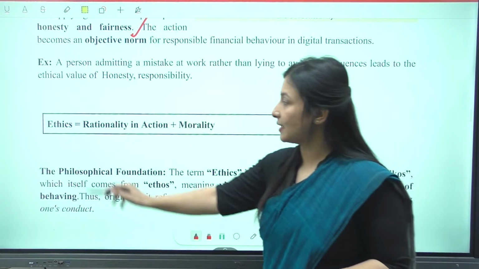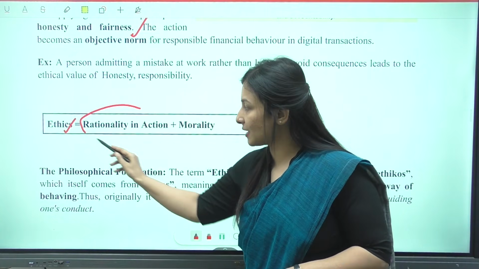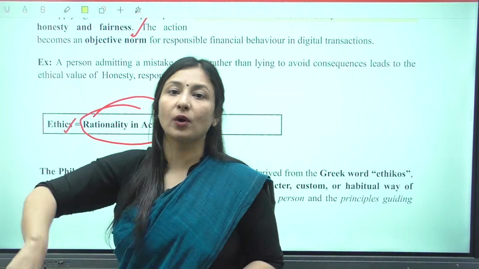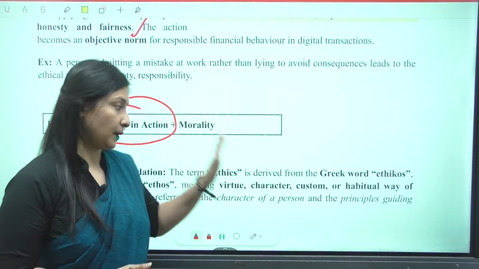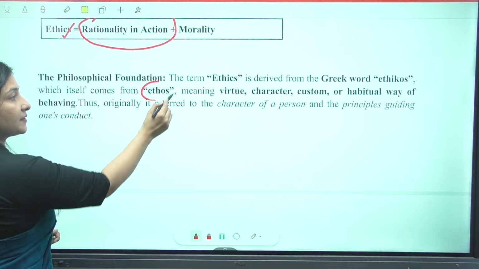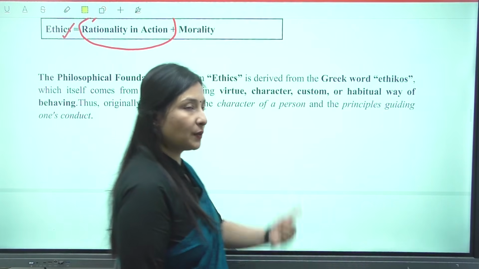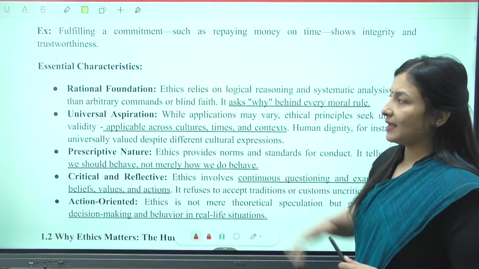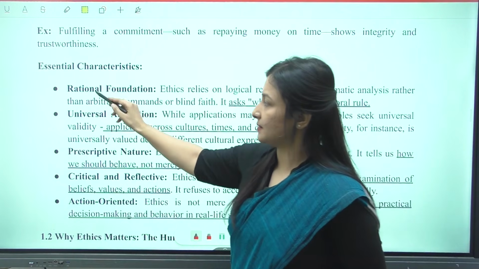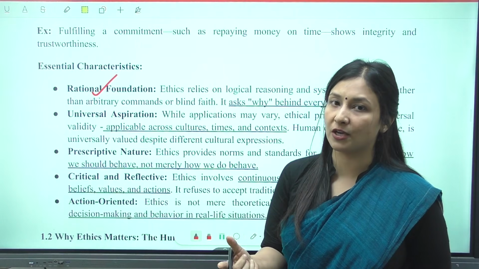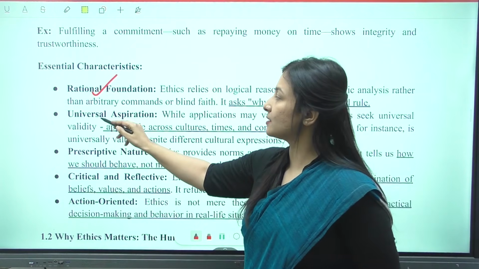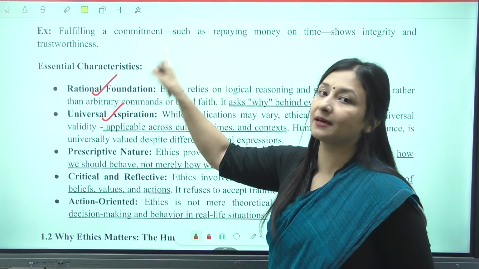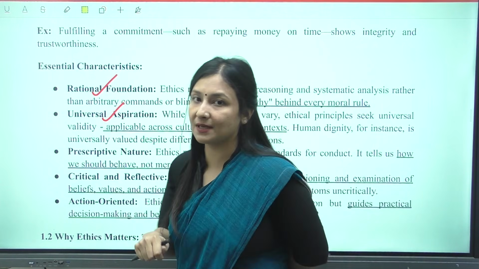Now, this is what I was saying, that ethics is not just morality, but there is a rationality. There is a rationality in what kind of objective norms it is going to set up in society. Is it clear? Now, apart from this, I have already discussed that it comes from the keyword ethos, guiding principles for humans, right? Now, what are the essential characteristics of this essence? First of all, ethics is based on a rational foundation. There is logic to things. You don't blindly follow it. Rather, you apply rationality, critical analysis, and logic over here.